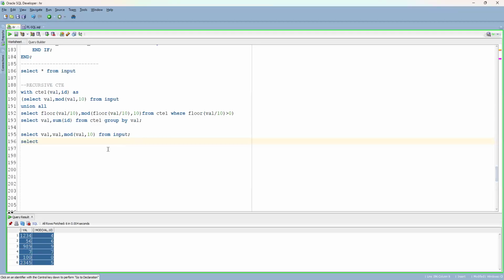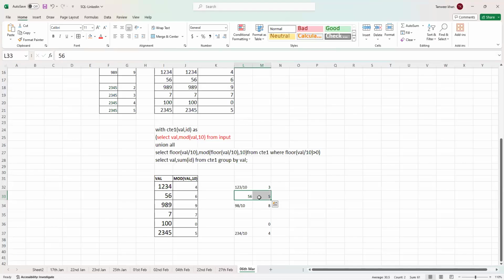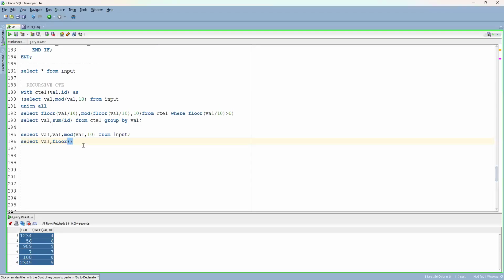One question, Tanvi. If you go to 56, how are you getting that 5? I will come to that. I have told you, I have not explained that yet. This one you're telling, no? Yes. I will come to that. I will explain it now.